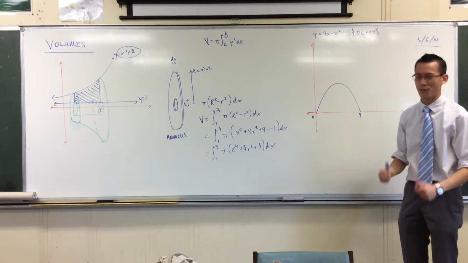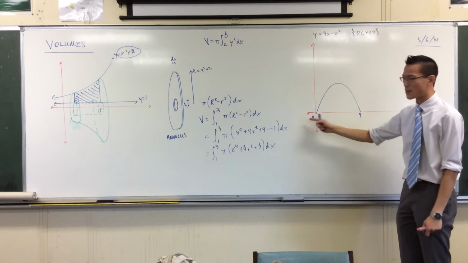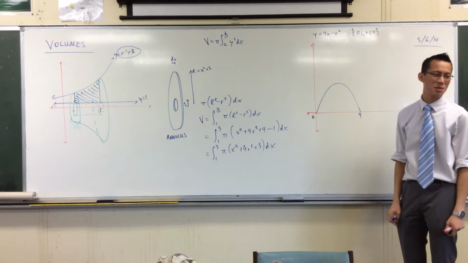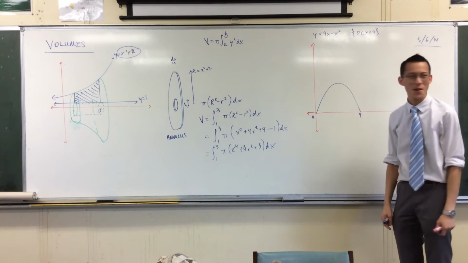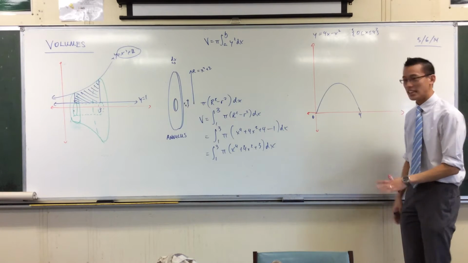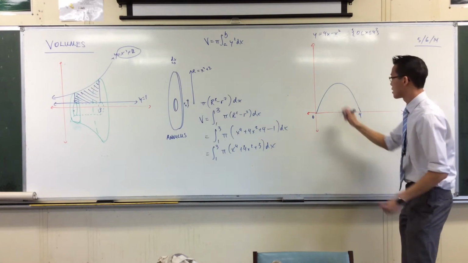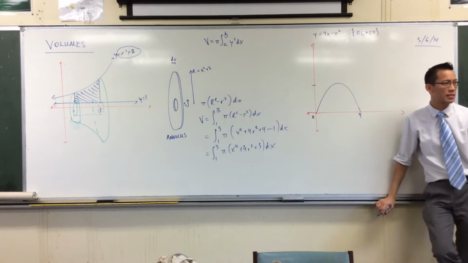I want us to move a little further, right? Rotating just around the axes, that's so 2013, okay? We can move past that. Let's rotate around something else. Tell me, what's that point there? What's that value?